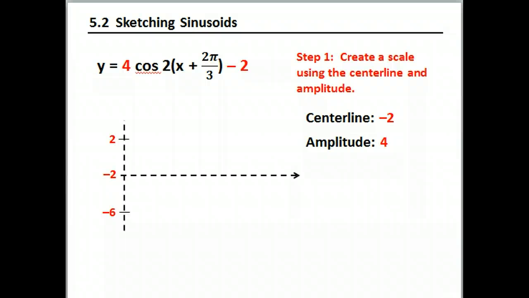All right, looking at our equation here, we have an amplitude of 4 and a center line of -2. That means we'll put our center line here. We will add 4 and get our top or maximum value, which is going to be a 2. And we will subtract 4. -2 minus 4 will give us -6, our minimum value. Do not forget, this is a cosine curve. It's going to look a little bit different.